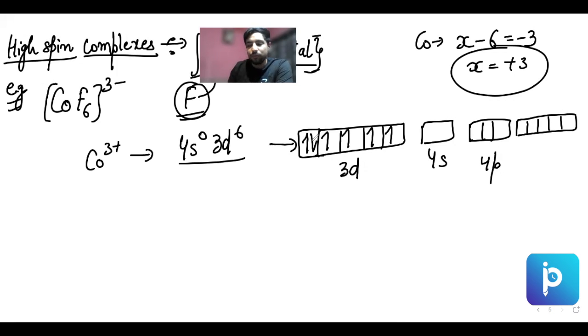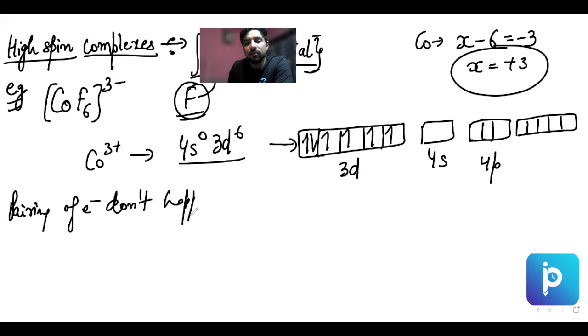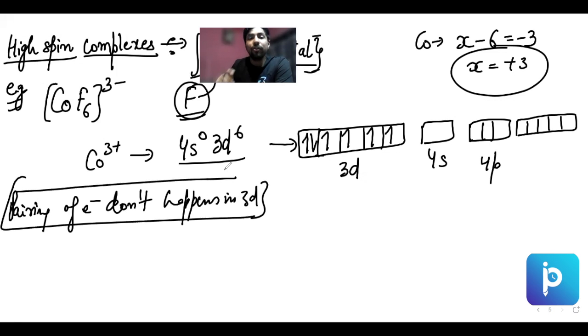Now in the previous case where ammonia was there, pairing of electrons was happening, right? Now if we are to form the high spin complexes in these outer orbital complexes, the pairing of electrons does not happen. Pairing of electrons does not happen in the 3d orbital. So then what will happen?